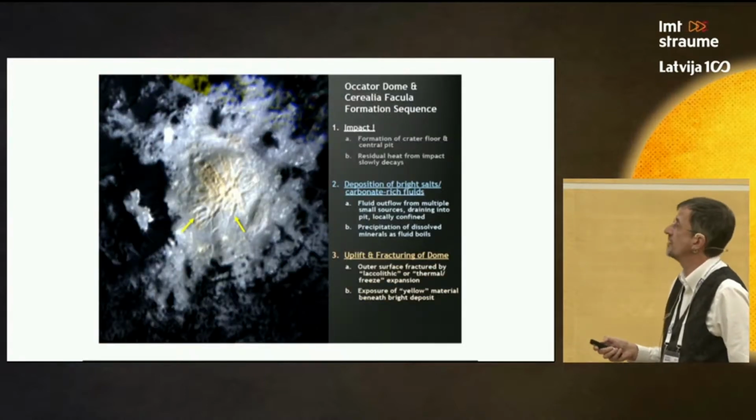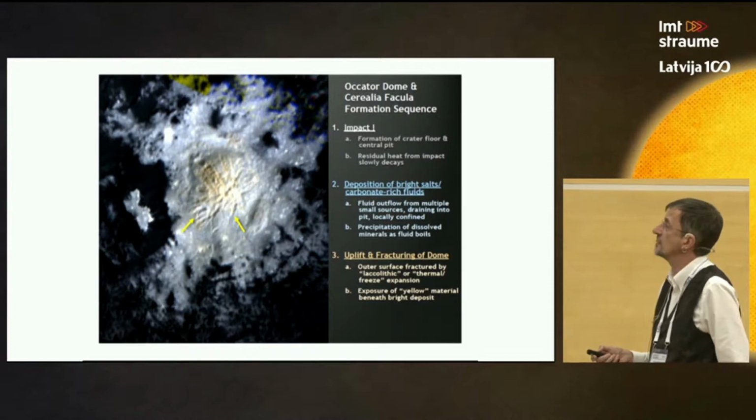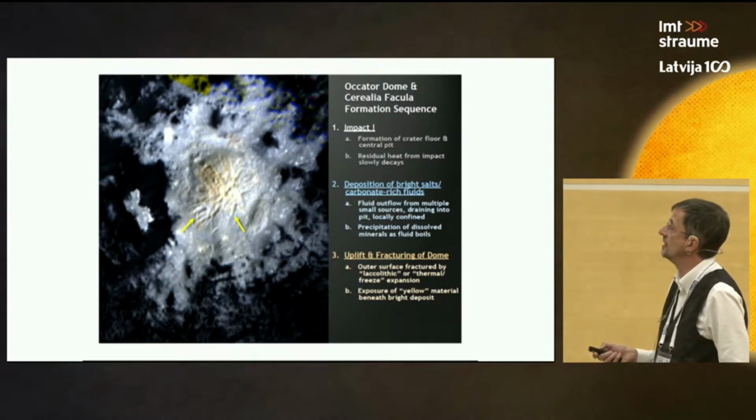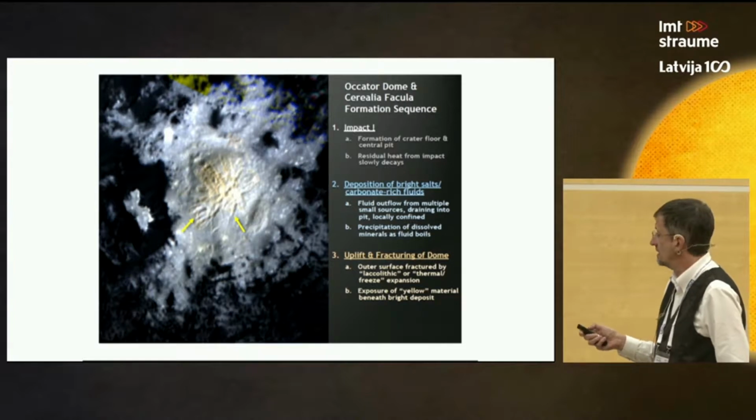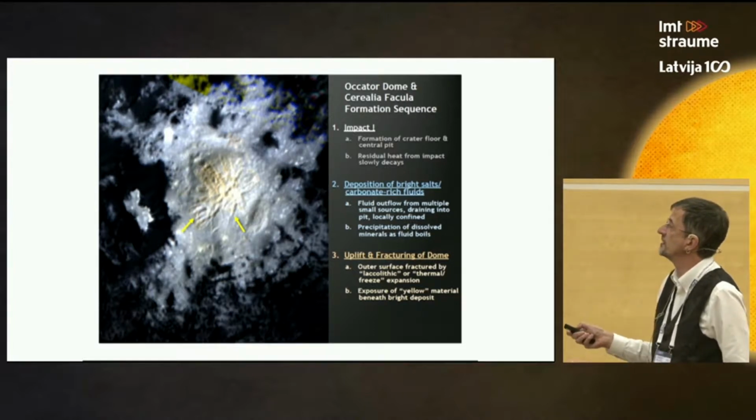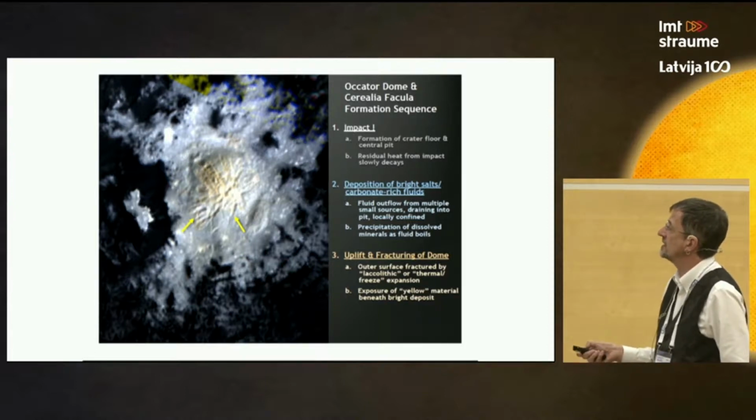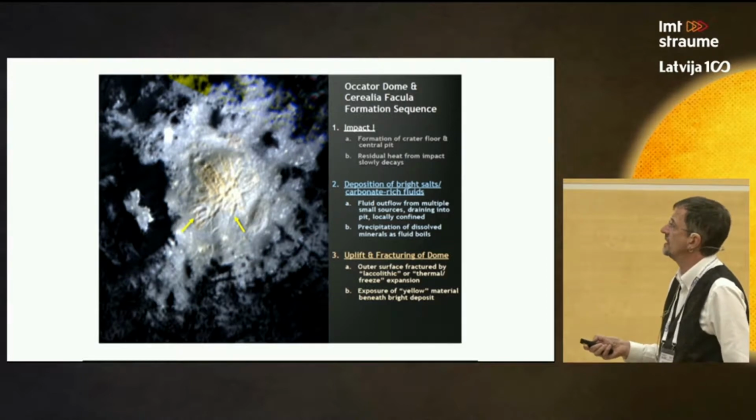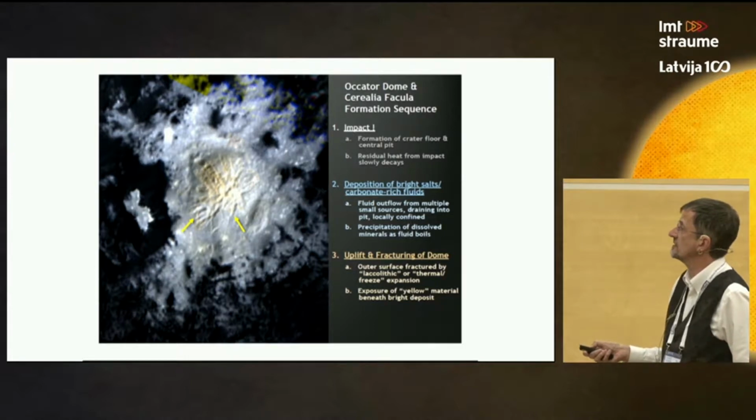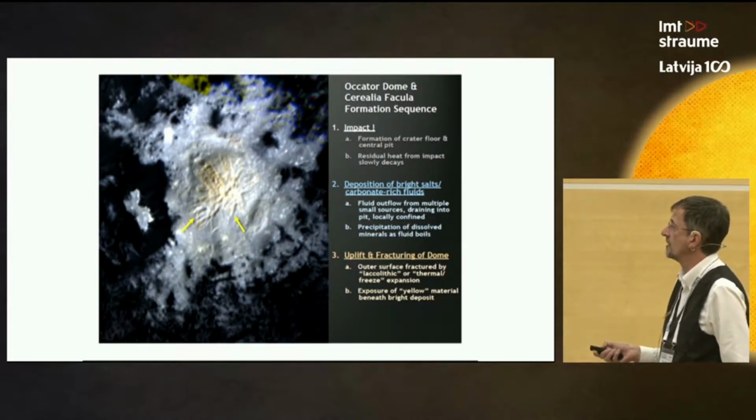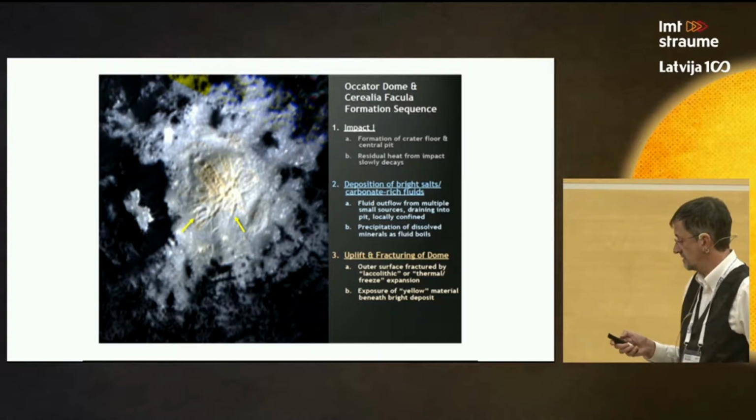And this is the close-up of that. This is the three-color framing camera mosaic showing the structure, and the text here outlines the interpreted stratigraphy of the event, which is basically a large impact, of course, forming the crater and the central pit, and then because of residual heat, you get deposition of bright salts and carbonate-rich fluids, forming the bright deposit at some point thereafter, and then subsequent to that, the fracturing, which breaks up the surface of the salt deposit and fractures it and uplifts it through a variety of potential mechanisms, which we may have time to talk about later on.